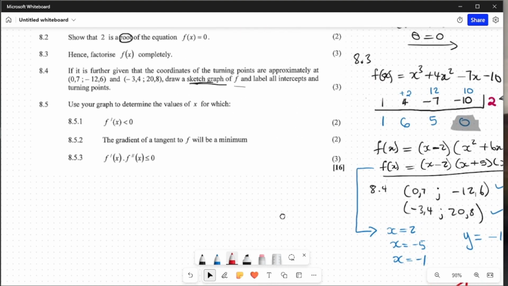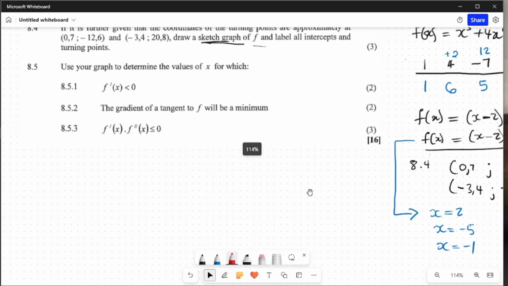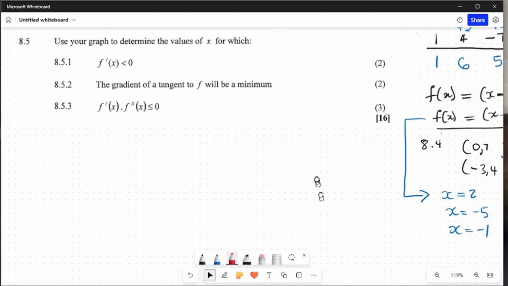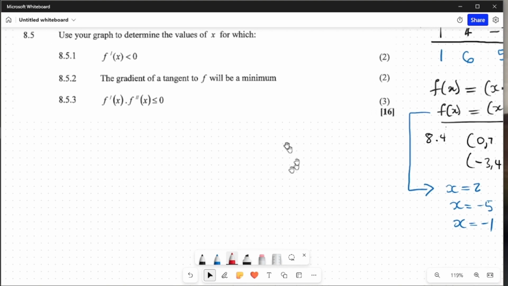Let's see how many marks this was. This was 3 marks. Yes, 3 marks. You get your 3 marks. Next question: use your graph to determine the x values for which.